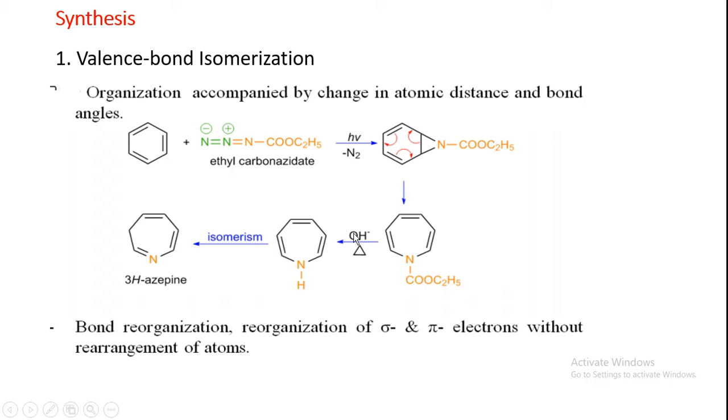So we will use one base, OH negative hydroxyl, so that will take up C2H5COOH, the carboxylic acid group will come out. Then next, isomerization will take place to form 3H azepine. So ultimately we are getting one azepine, this is also azepine. Bond reorganization, that is reorganization of sigma and pi electrons without rearrangement of atoms. So there is no atom rearrangement taking place here, only bond reorganization of single and double bonds is taking place to give this product.